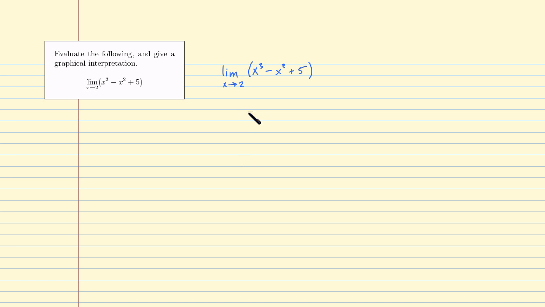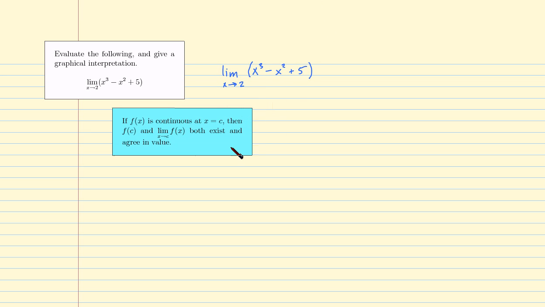Now, as a first step, we need to realize that we may be able to take advantage of continuity. Continuity can make evaluating limits very, very easy. Okay? If you recall, if a function is continuous at a given value, in this case that value might be 2, then that means that the value of the function at that c value, 2 in this case, and the limit as x approaches that c value, both exist and agree in value.